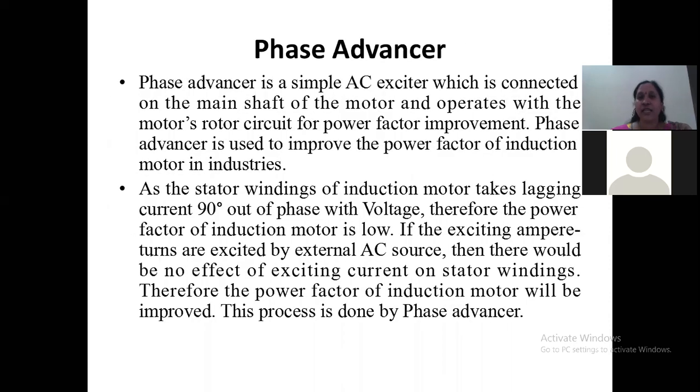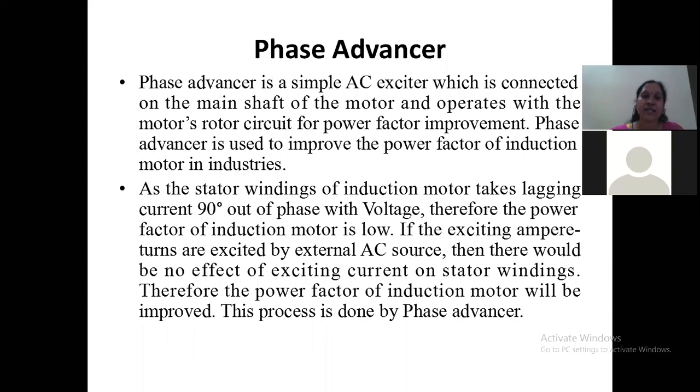Next, coming to the final one, that is the phase advancer. So the name indicates that it is going to give an advancement in the phase. Okay, so it is going to add some leading component. That is why it is given the name phase advancer. Okay, it's a very simple AC exciter which is connected on the main shaft of the motor and operates with the motor's rotor circuit for the power factor improvement.